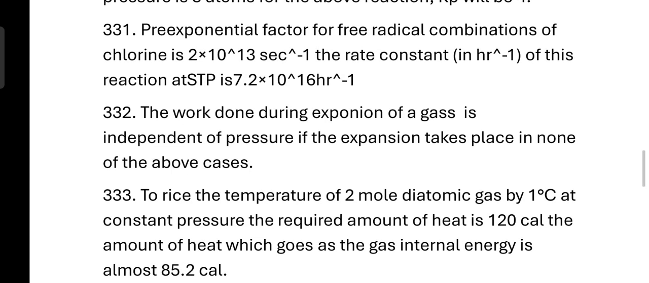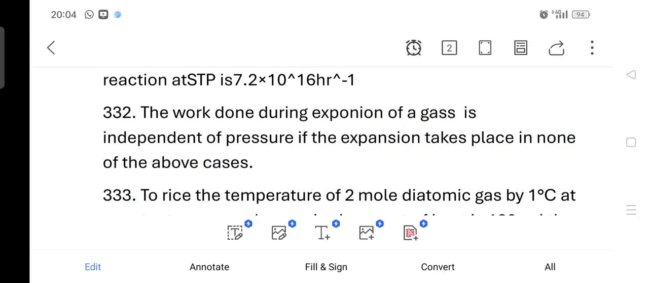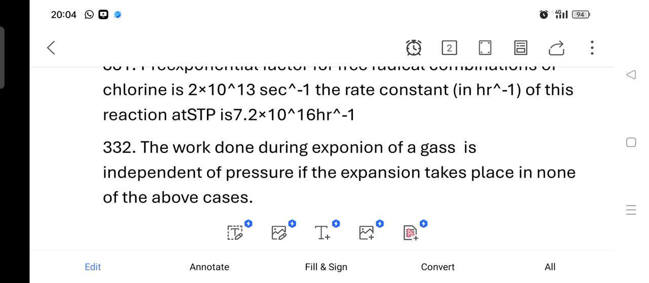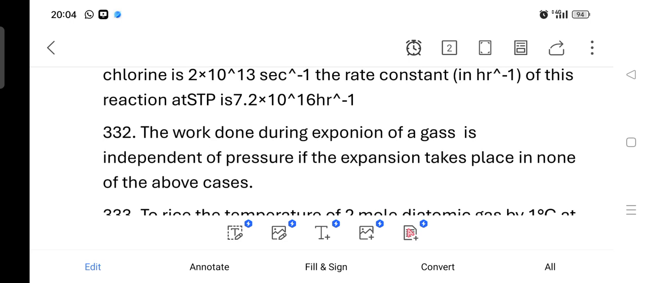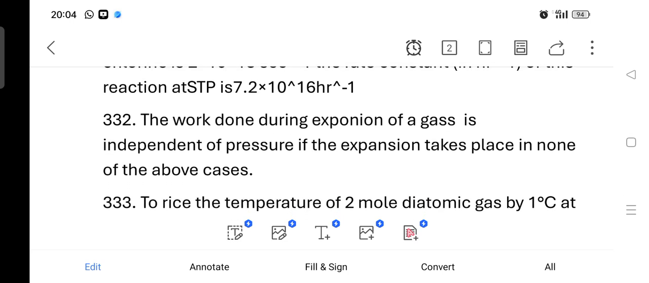Pre-exponential factor for free radical combination of chlorine is 2 into 10 to the power of 13 second inverse. The rate of this reaction at STP is 7.2 into 10 to the power of 16 per hour.